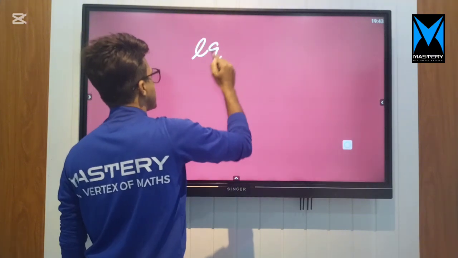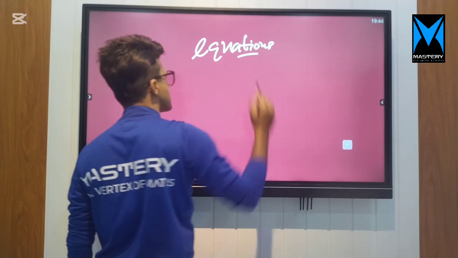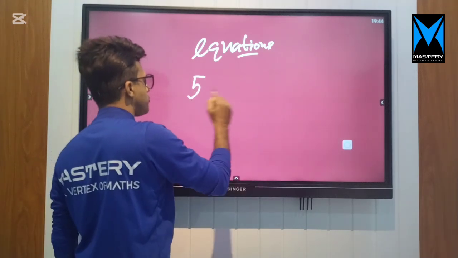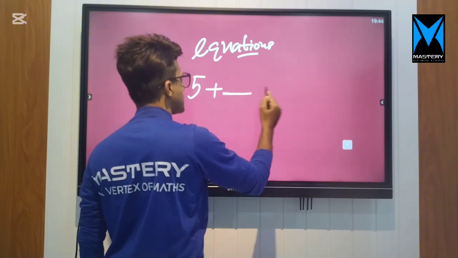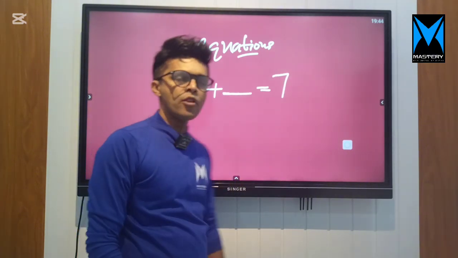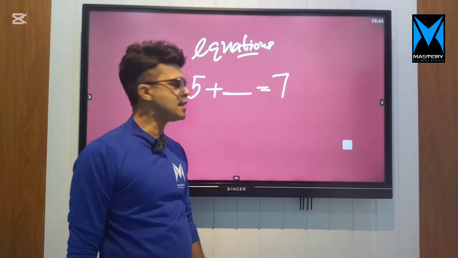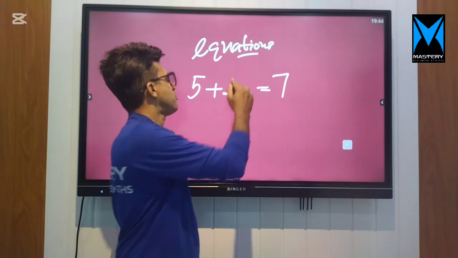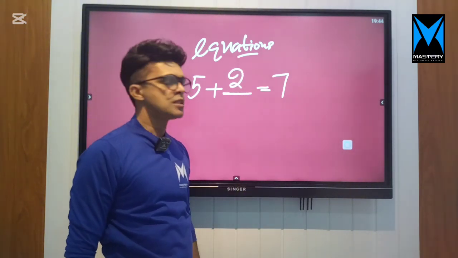Equations, right? What is this one? 5 blank equals 7. Can you imagine the value that you could get in the blank here? What's the digit that you could write here? Then you know 5 plus 2 is 7, right?